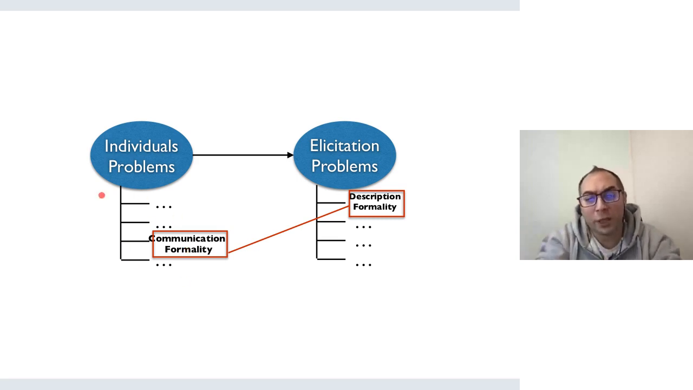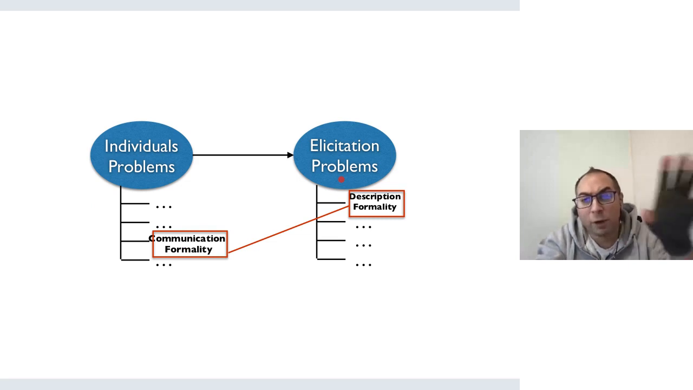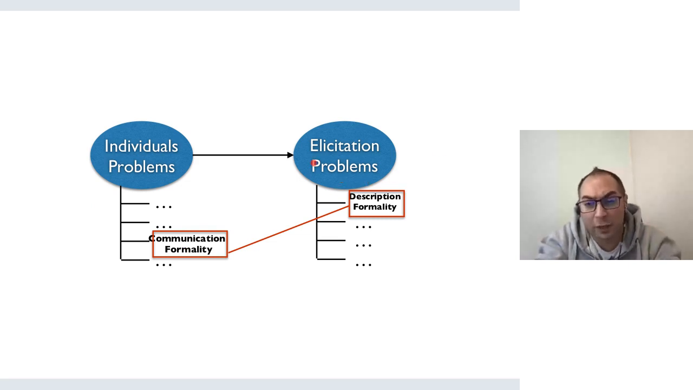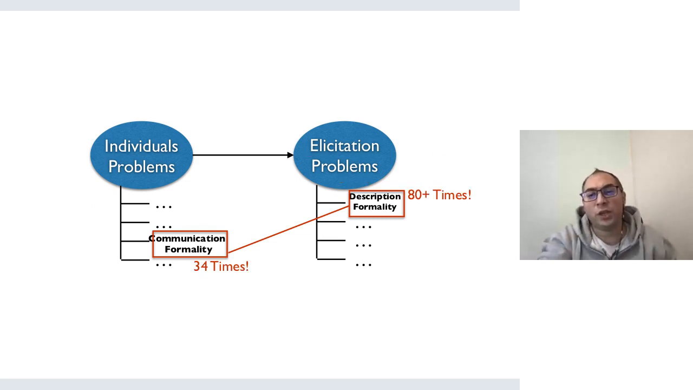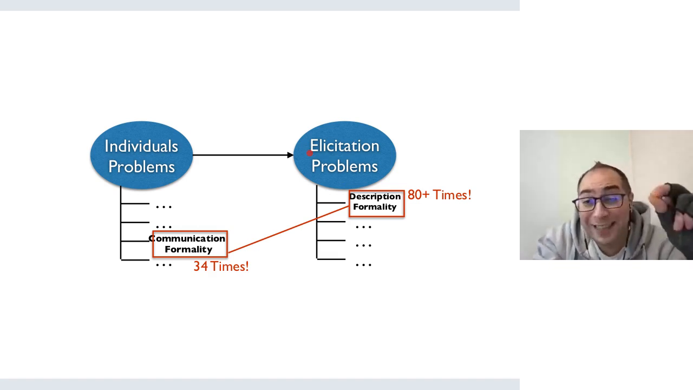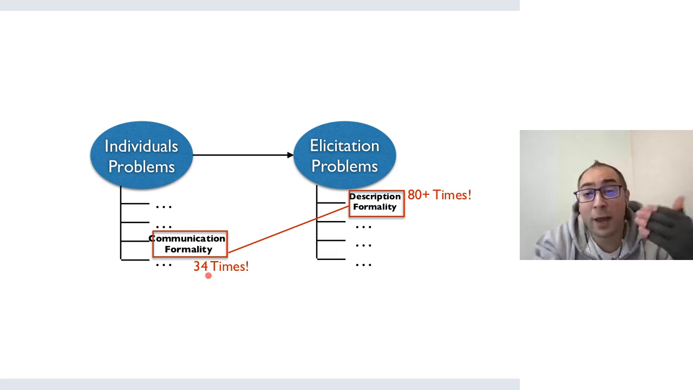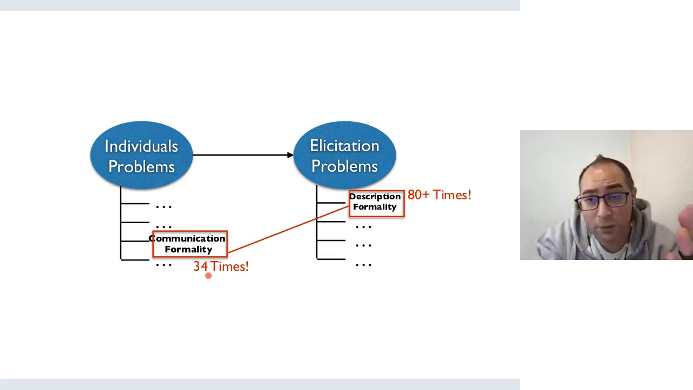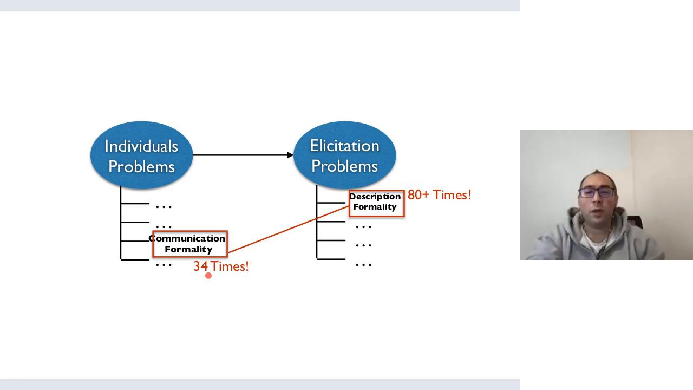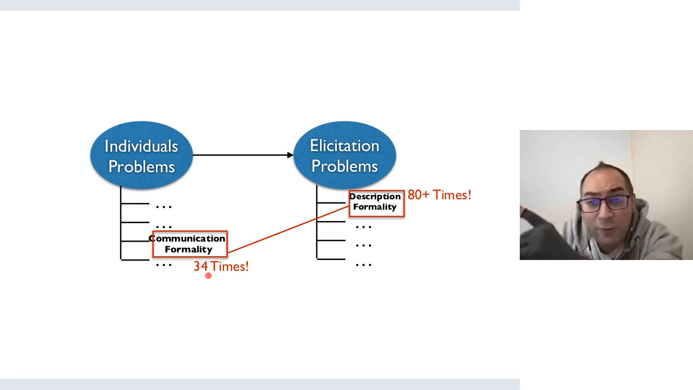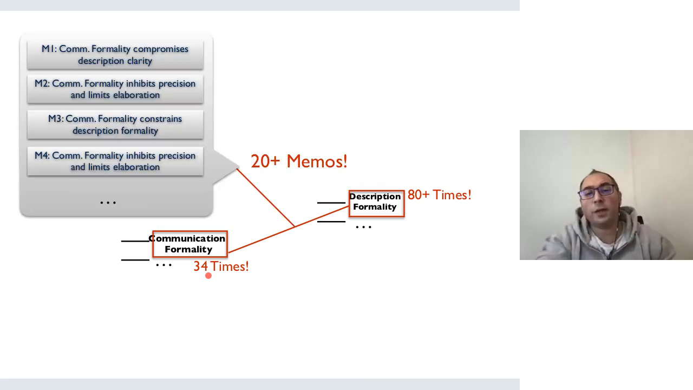This is a property of the individual's problems. Then there's description formality in the requirements side. That's a characteristic of the elicitation angle. Let's do one more. We can do content analysis because, for example, communication formality was discovered 34 times. I applied this code 34 times. And same goes for requirements description formality. So that's even graver than communication formality.